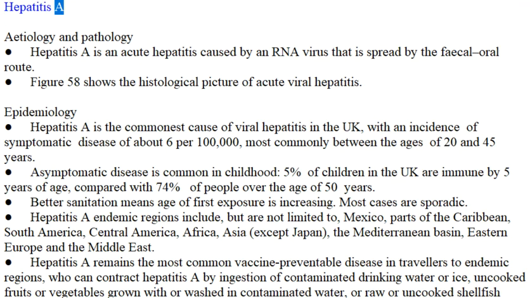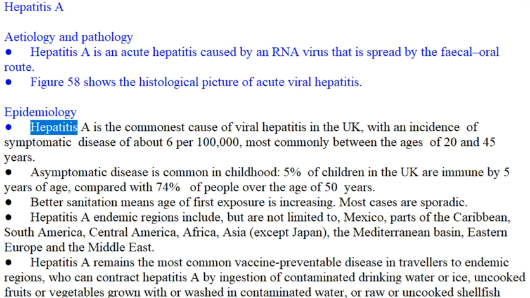Hepatitis A. Etiology and pathology. Hepatitis A is an acute hepatitis caused by an RNA virus that is spread by the fecal-oral route. Figure 58 shows the histological picture of acute viral hepatitis.